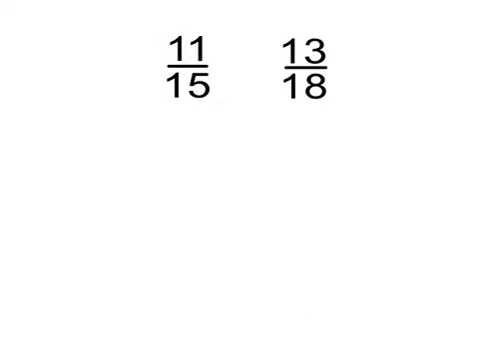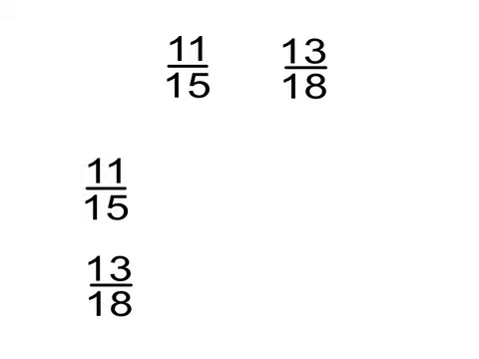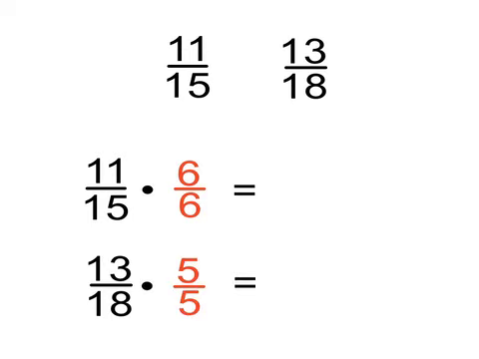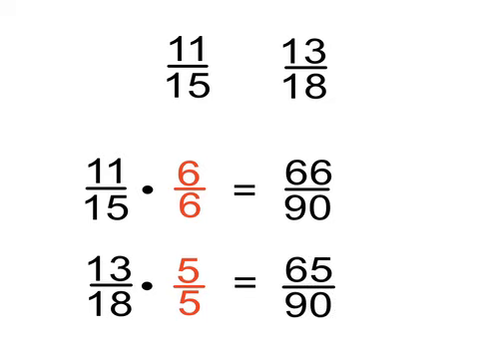Here's 11/15 and 13/18. We could multiply 15 times 18 and get a pretty large number, but we're going to use a slightly smaller number. Our number is 90. And to get to 90, we'll multiply the 11/15 times 6/6 and the 13/18 by 5/5, giving us 66/90 and 65/90. So 66/90 is more than 65/90, so 11/15 is greater than 13/18.